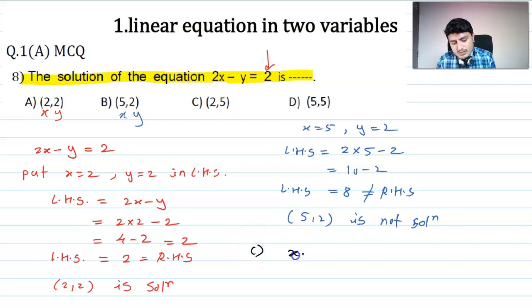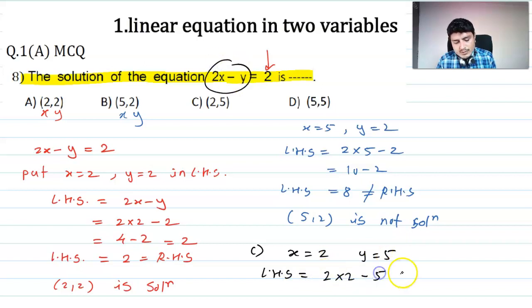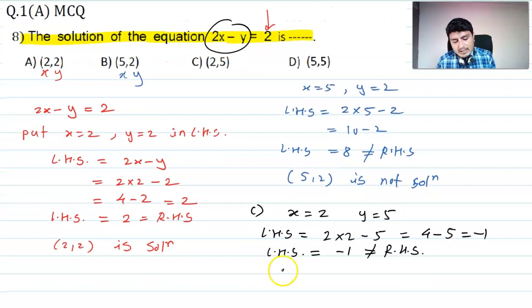We have the choice code C. In it x is 2 and y is equal to 5. So let's try to replace x by 2 and y by 5 in the LHS of the given equation. So 2 into 2 minus 5, 2 2s are 4, 4 minus 5, we have minus 1. So after simplifying the LHS, we have minus 1, that is not equal to 2, our RHS. So we can say 2 comma 5 is not a solution of the given linear equation in two variables.